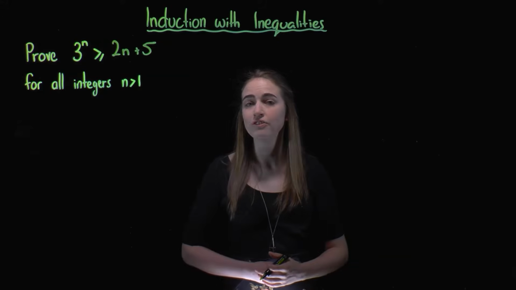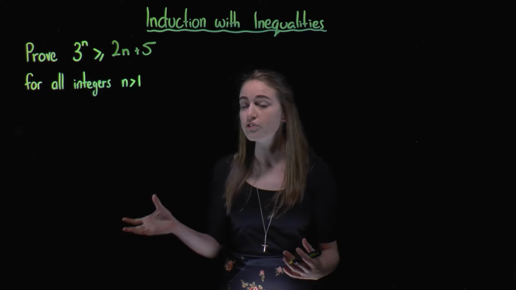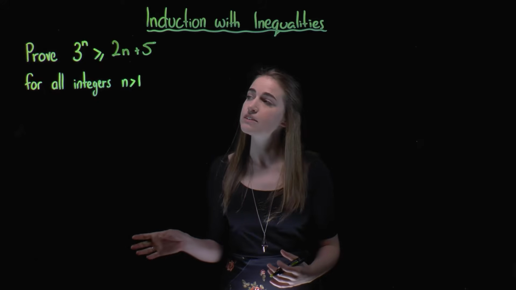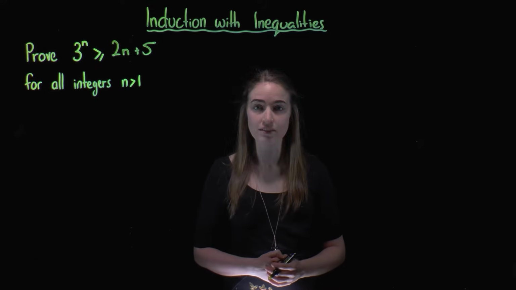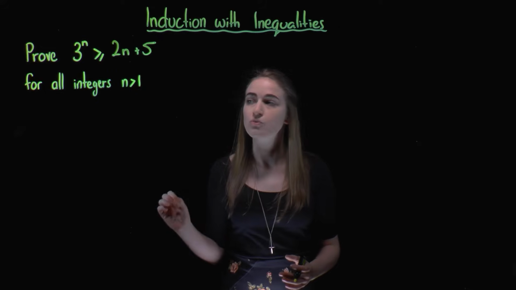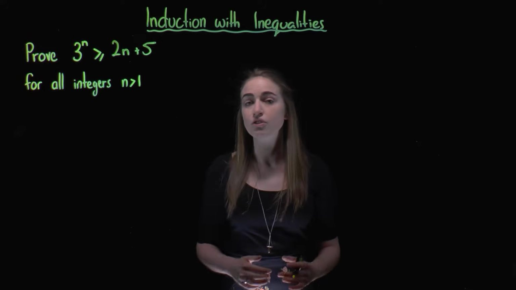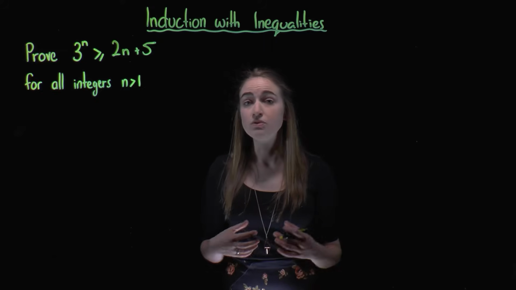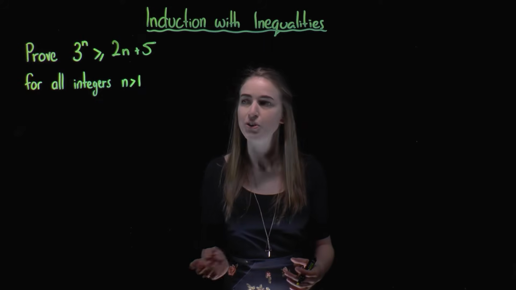In this video, I want to have a look at proofs by induction that involve inequalities. So we're going to run through one example, and it's asking us to prove that 3 to the power of n is greater than or equal to 2n plus 5 for all our integers where n is greater than 1. So just keep in mind that it is a greater than, not a greater than or equal to. So that means when we test our first value, we're actually going to test n equals 2.